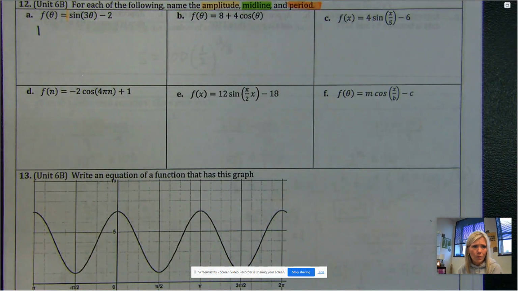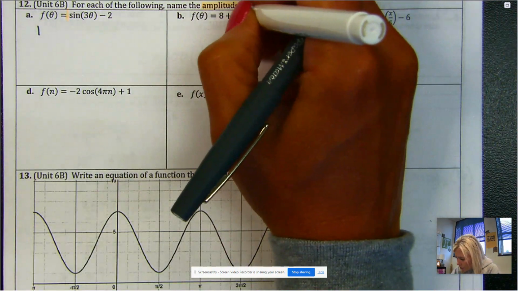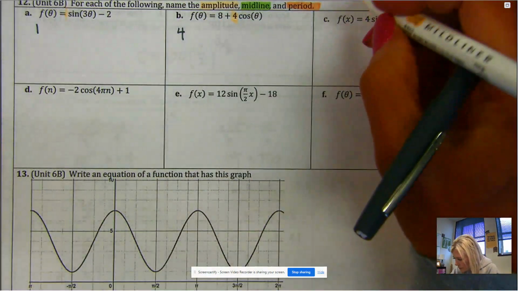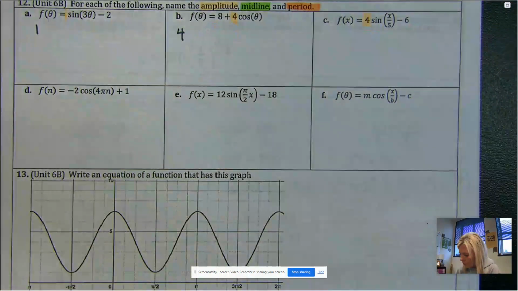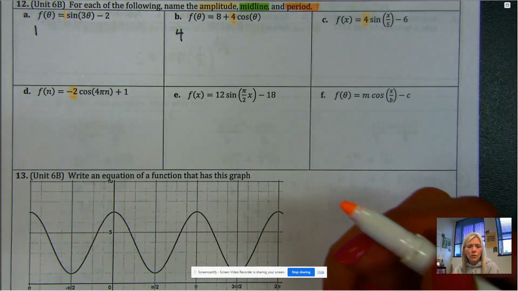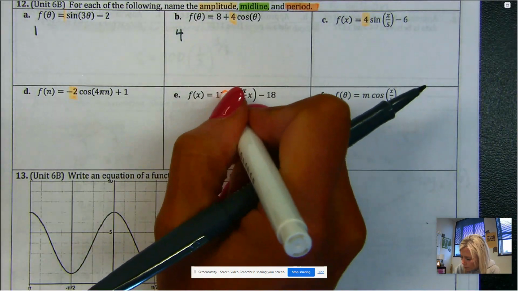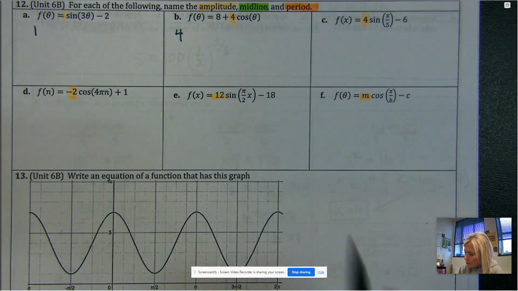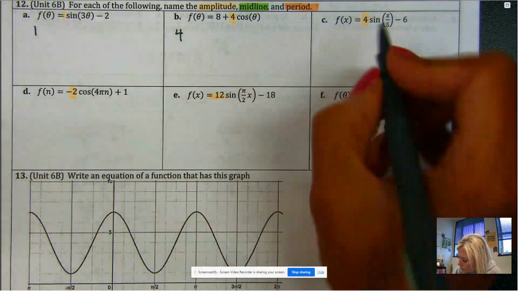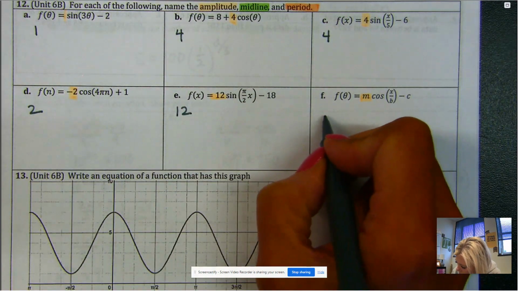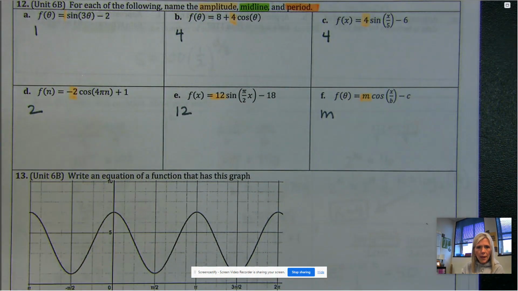I'm just going to go through the amplitudes first. Here, cosine is being multiplied by 4, so it has an amplitude of 4. This also has an amplitude of 4. And then, I know it's negative, but the amplitude is really 2. It just also has a reflection. Here, the amplitude is 12. And then here, the amplitude is m. So for amplitude, we have 1, and then 4, 4, 2, 12, and this funny one, m. Okay, so that's amplitude.